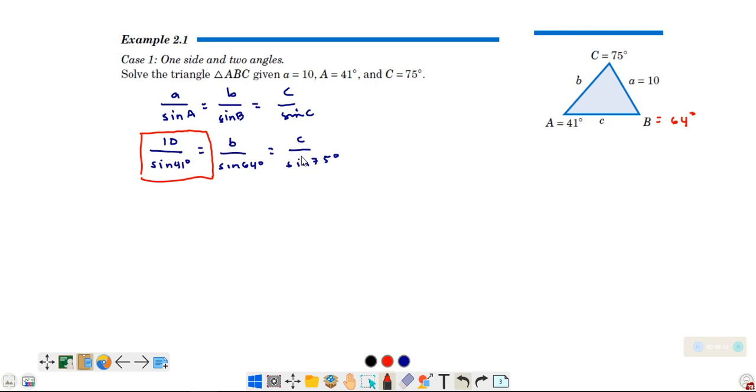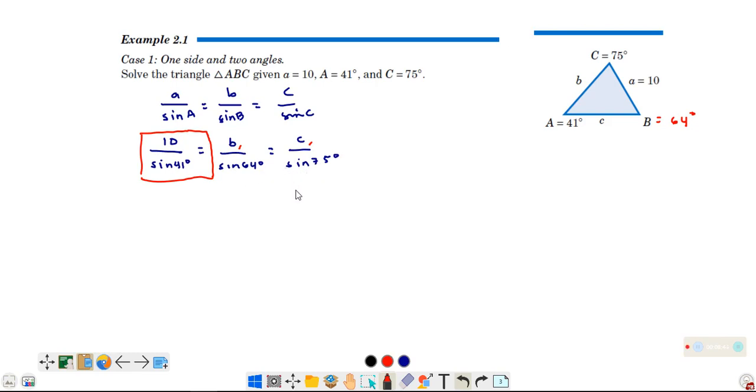Pero hindi sabay. Kasi kung ang gagamitin mo ay itong pangalawang ratio, B over sine 64, at itong pangatlong ratio, C over sine 75, magkakaroon ka ng dalawang unknown, hindi alam na values, B at C. And it will not work that way. Hindi siya magbibigay sa'yo ng value kasi dalawa silang unknown. Dapat isa lang yung nawawala. So, lagi natin gagamitin si A over sine A. And then, pipili tayo kay B at kay C kung sino yung uunahin nating isolve sa kanila.